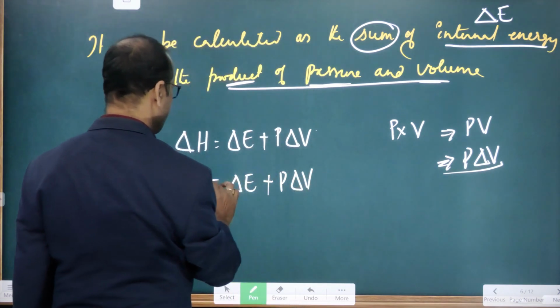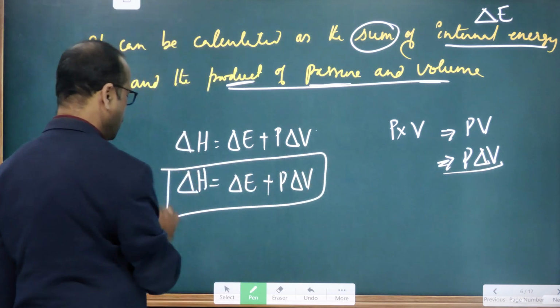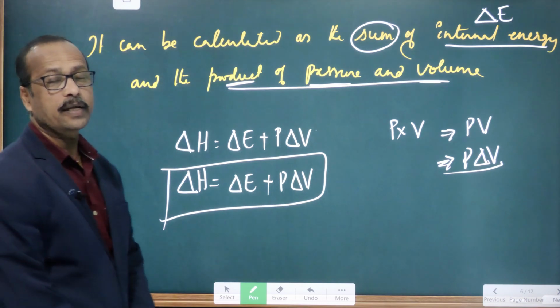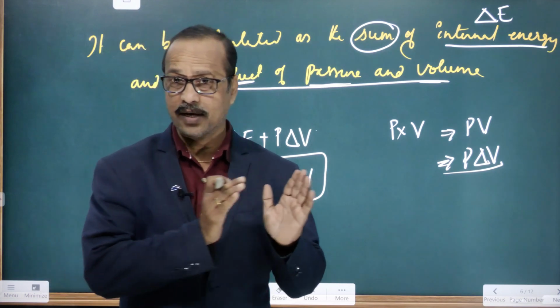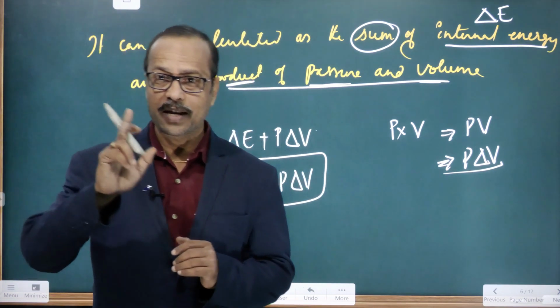This is heat content. So these are the heat content formula. Clear to you? Any doubt? So enthalpy can be calculated as the sum of the internal energy plus the product of the pressure and the volume.